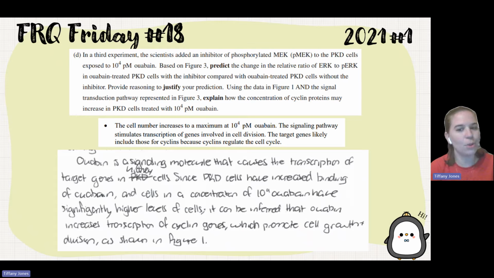So albumin is a signaling molecule that causes transcription of target genes in kidney cells. Since PKD cells have increased binding of albumin, the cells at the concentration of 10^4 have significantly higher levels of cells. It can be inferred that albumin increases transcription of the cyclin genes, which promotes cell division.